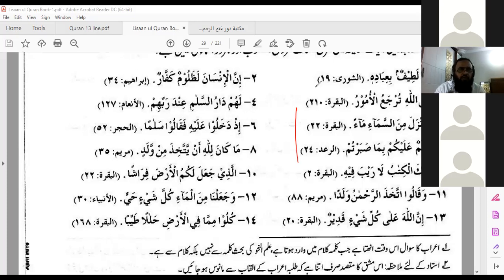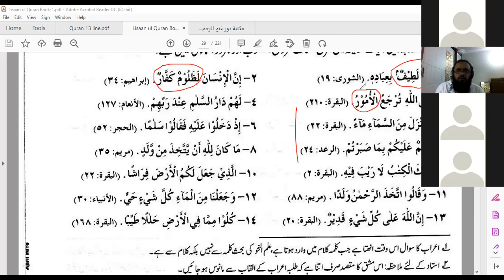Sister, there are three types of status: raf'un, nasbun, jarrun. When we talk about raf'un, the identification of raf'un is either zamma or zammatain. Remember this. When there is zamma or zammatain, we say the status of the noun is rafa, and that's why it's marfu. The same case is with Allahu latifun, la ghalumun kaffarun, and al-umuru.